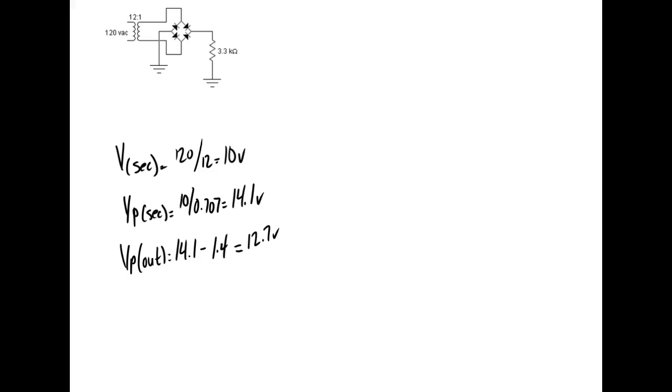Then I would calculate my DC. It's going to be equal to 12.7 over pi, times 2. Now you could take the 12.7 and multiply it by 0.637, and what that's doing is the same thing, right? You understand that? So what do you get here? 8.1. What do you get up here? It should give you the same thing. Very, very close.